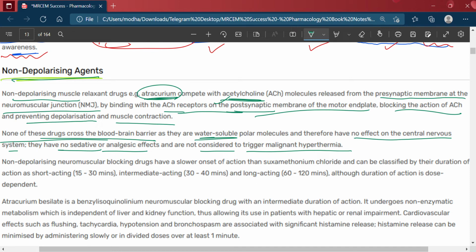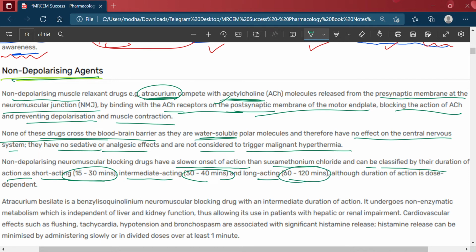Non-depolarizing neuromuscular blocking drugs have a slower onset of action than succinylcholine chloride, and can be classified by their duration of action as short acting, 15 to 30 minutes, intermediate acting, 30 to 40 minutes, and long acting, 60 to 120 minutes.